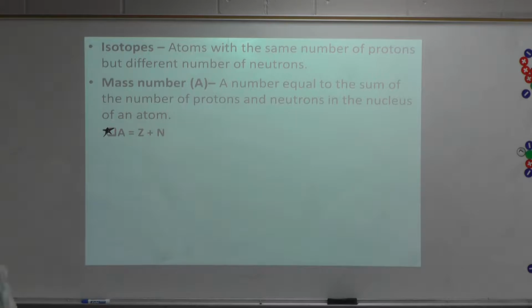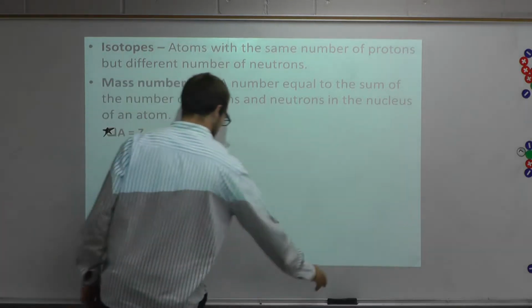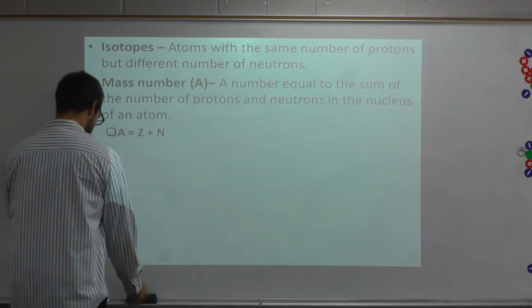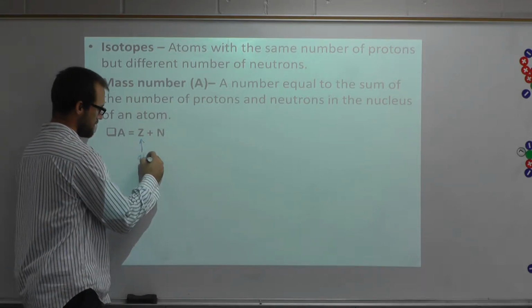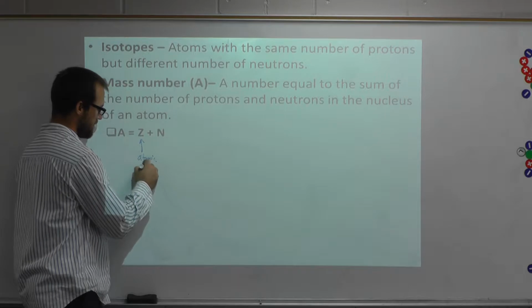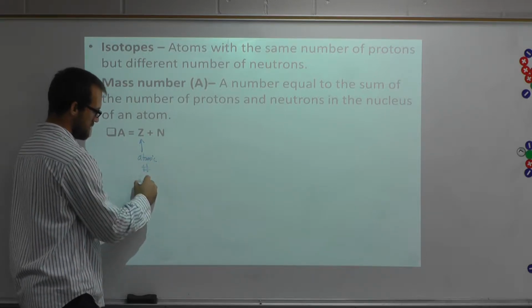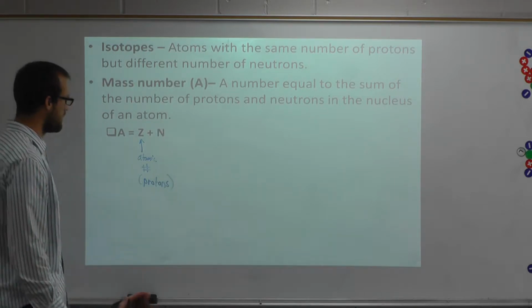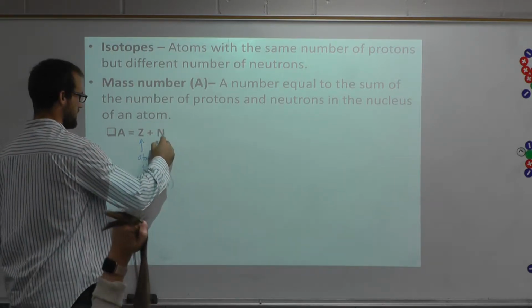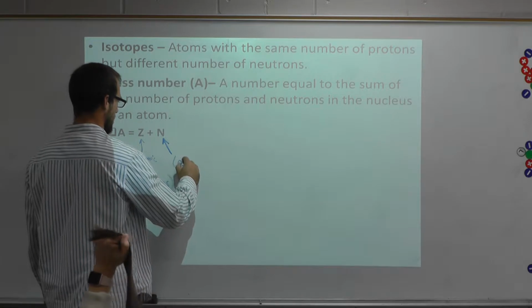Once we learn it, A equals Z plus N. So we should remember what Z is. The red numbers, the atomic number, which is the number of protons. What do you think N represents? Neutrons.